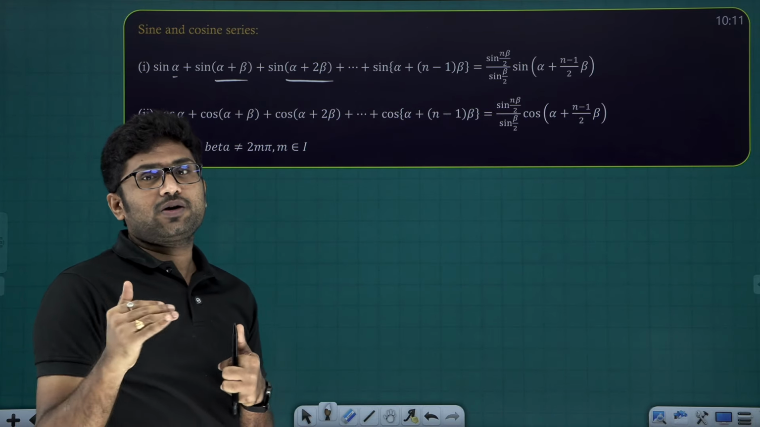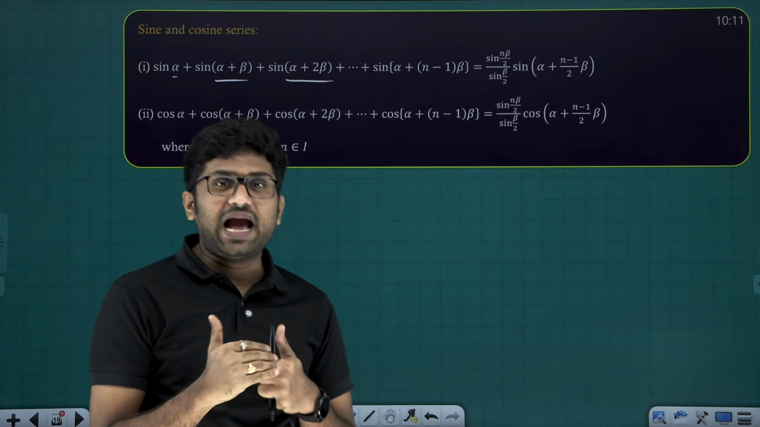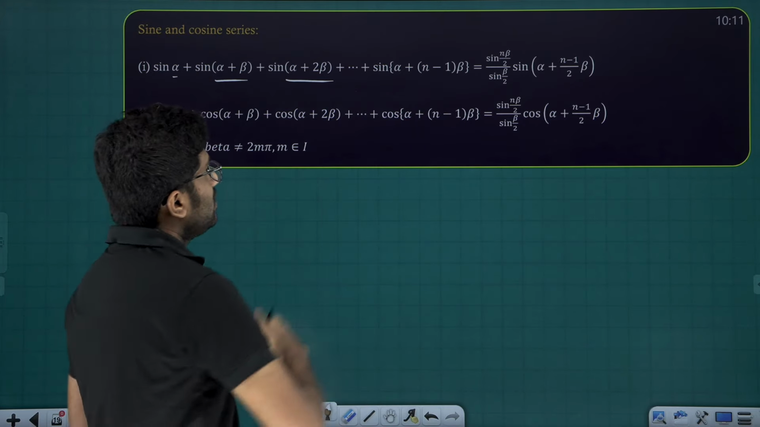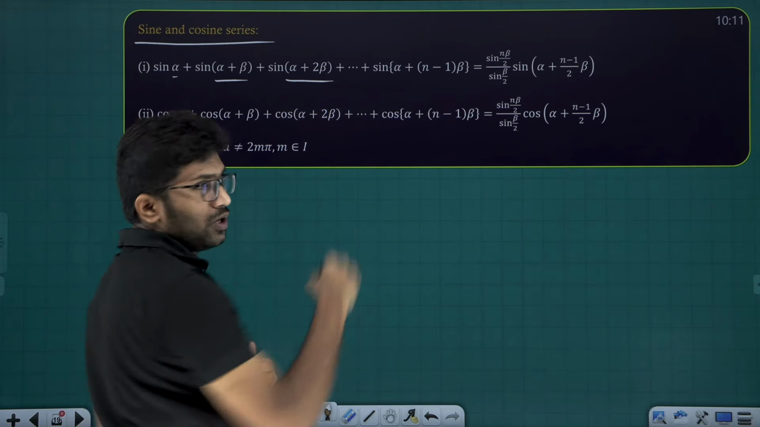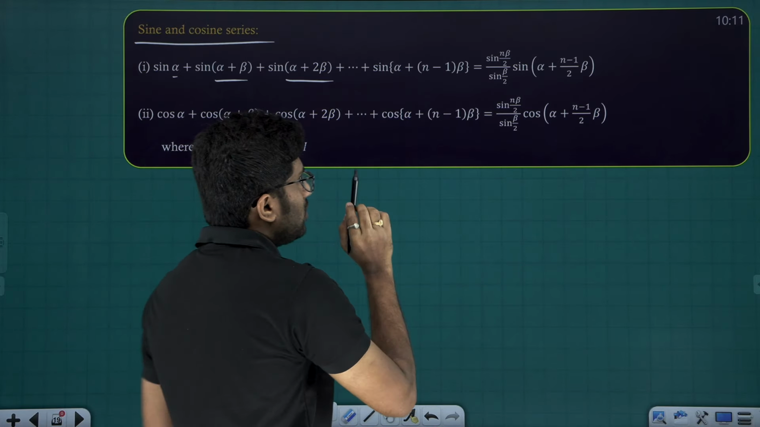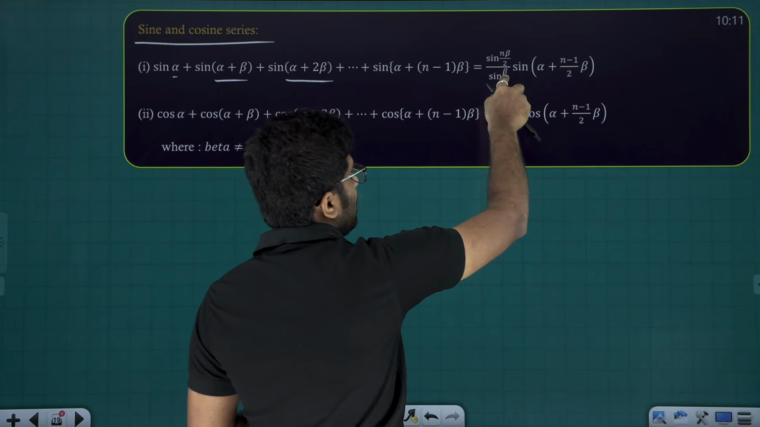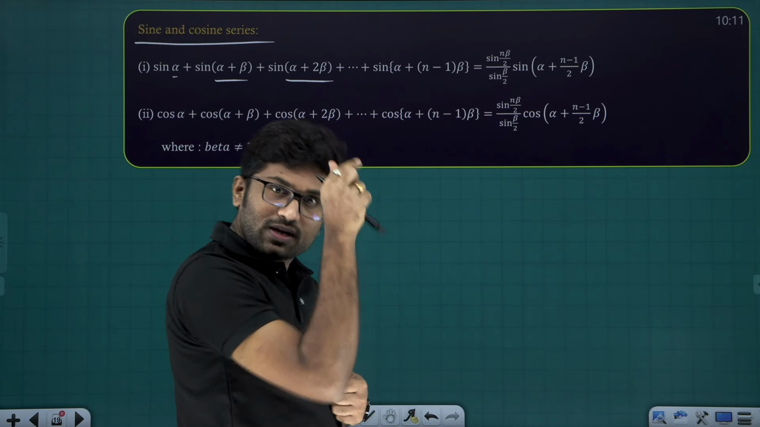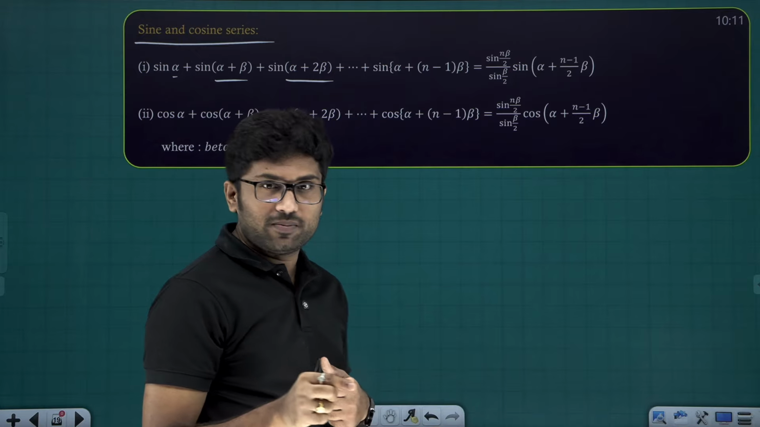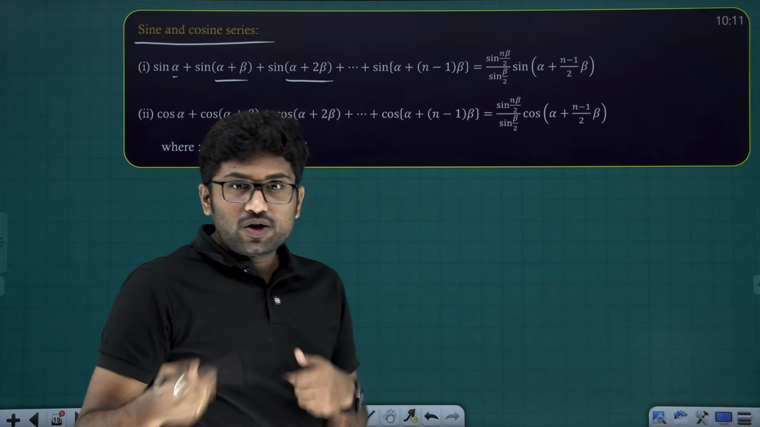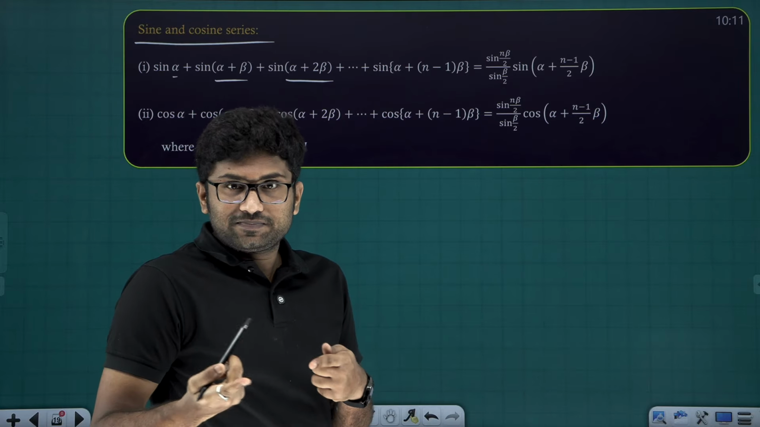So whenever you come across sine and cosine series where angles are in the form of an AP, in that case we use the sine and cosine series formulas. We call them sine and cosine series, and remembering them is also very simple. For both, the numerator is sin n beta by 2 and the denominator is sin beta by 2. Here what is the beta? Beta is the common difference of the AP, the common difference of the angles.